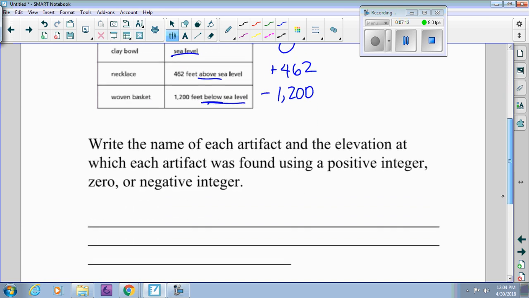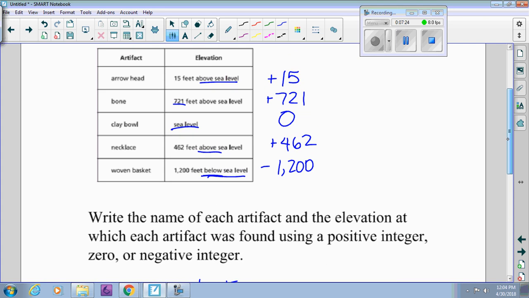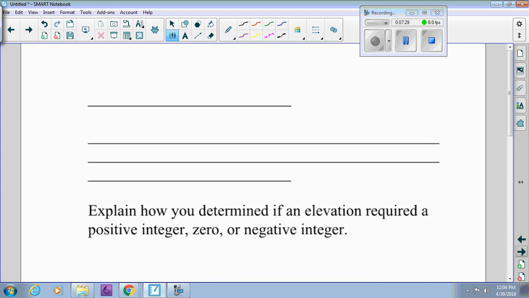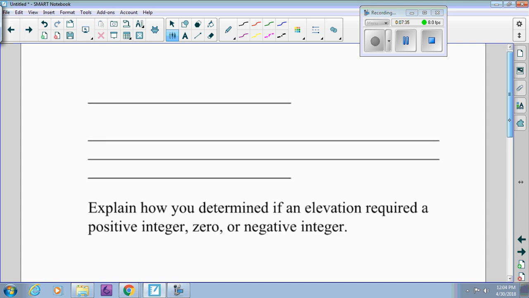So all they want you to do is write like Arrowhead, that was positive 15. You'd go through and just list them all, right? So I think you get the point of that one. All right, we're going to move on to the next page and ask you to explain how you determined if it was a positive integer, a negative integer, or a 0.